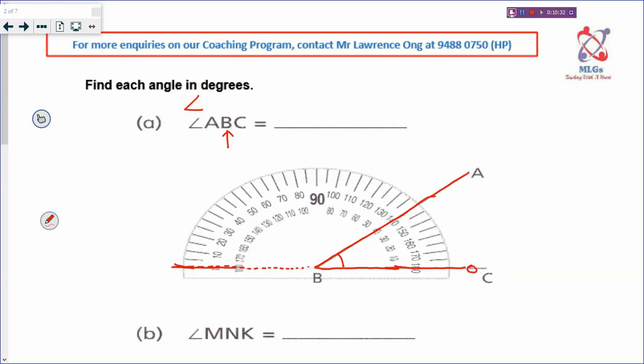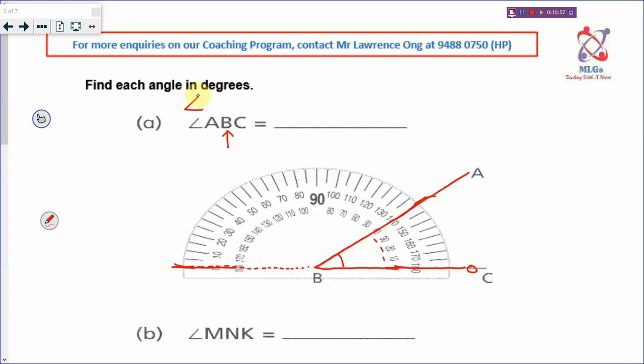Okay, this side. All right, and then how do you start counting? Of course, you don't count backwards. You don't count from 180, 170. That's working backwards. You start from 0, and you should be looking at 10, right? 10, then 20, 30, and then there is 40, right? 40. So how do you know it's 40? Because you can see there is actually a long line.